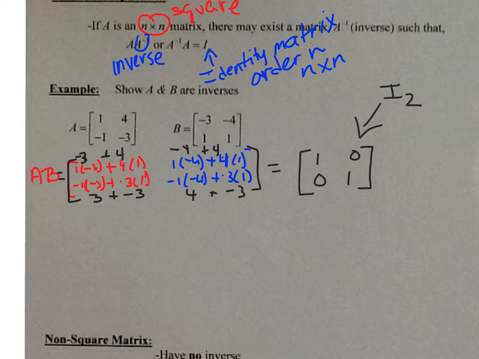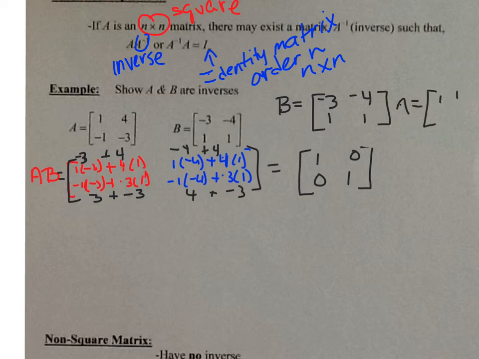So this should also work the other way around. So I'm just going to erase this here. When I multiply B times A, because remember, multiplication is not commutative in general, but when I multiply inverses, they are commutative. So I'm just going to rewrite this. Matrix B I'm going to put first, which is -3, 1, -4, 1, and matrix A, which is 1, 4, -1, -3. All right, so now I'm going to multiply B times A.